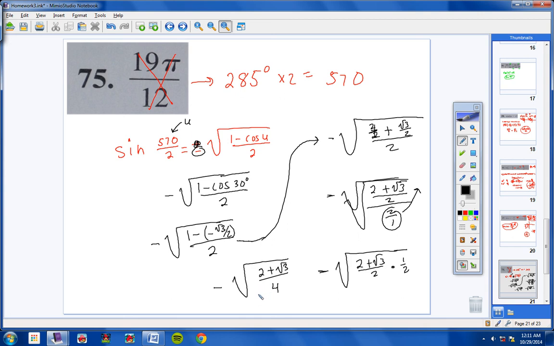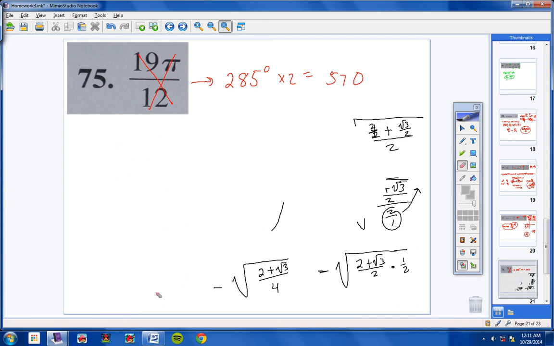We do not know the square root of the top. However, we do know the square root of 4, so your final answer would be negative square root of 2 plus square root of 3 all over 2. Just like that, okay? Because the square root of 4 is 2. Alright, lots of fun. Now, here we go.